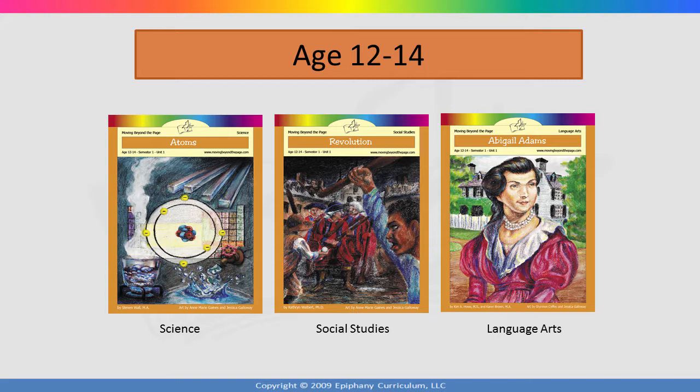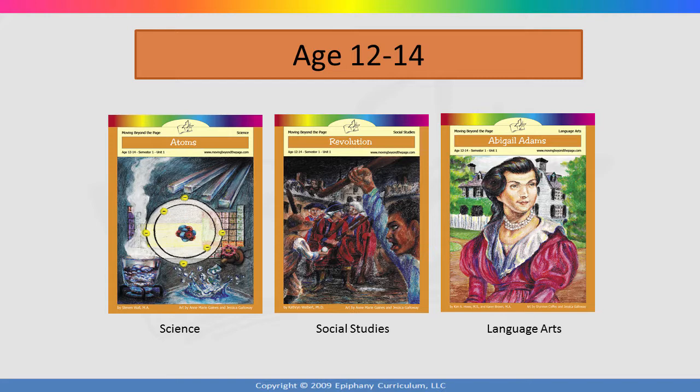Now we are going to switch gears and look at the lessons themselves. To do this, we will be looking primarily at the literature unit called Abigail Adams. The science and social studies units are structured in essentially the same way, so once you see how the literature unit is structured, you will also be able to use the science and social studies units as well.